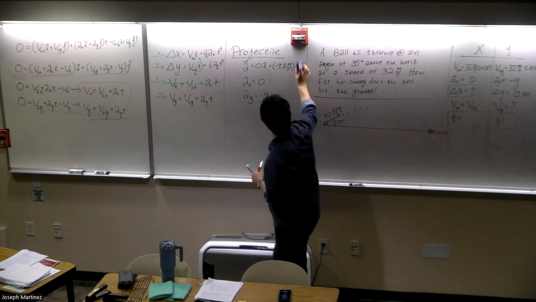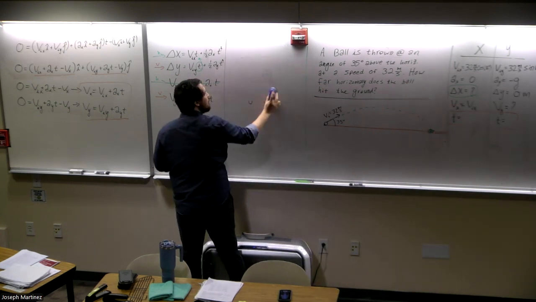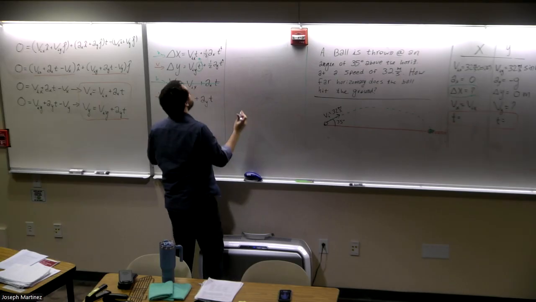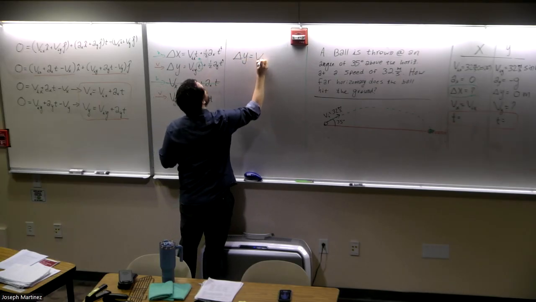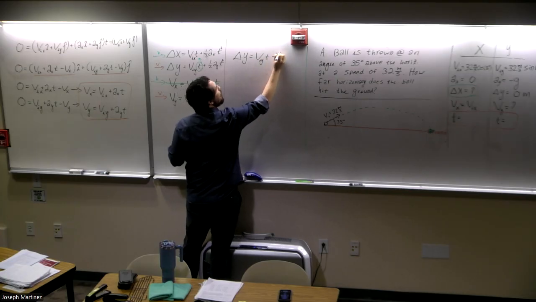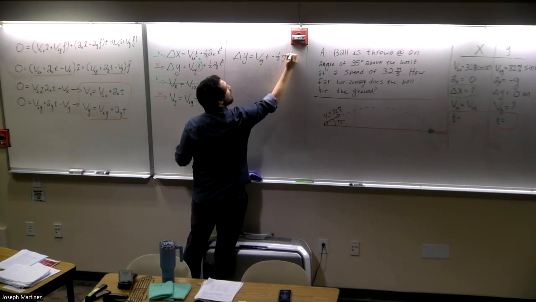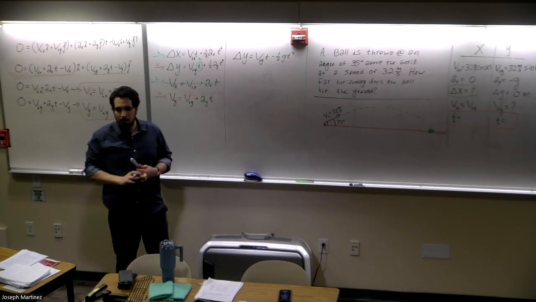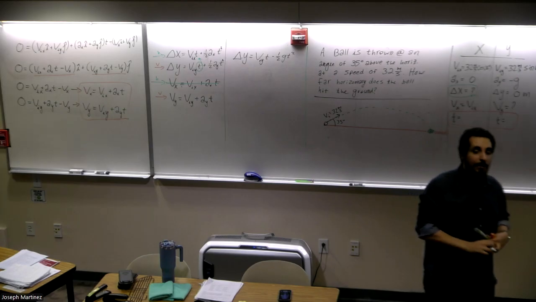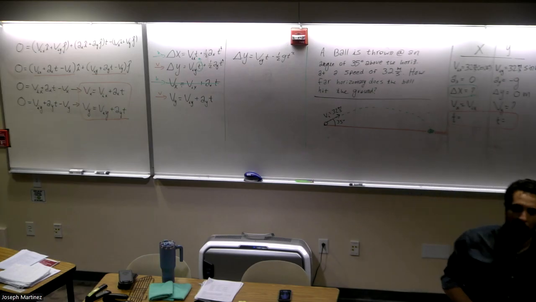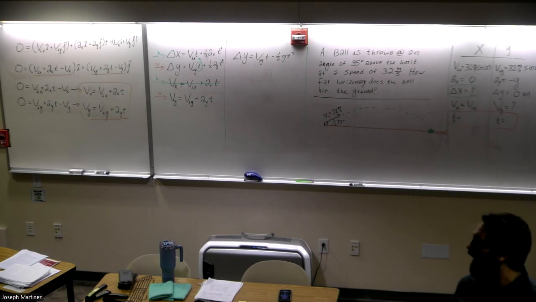Let's go ahead and solve. First, we are going to start off. Delta y is v initial y times time minus 1/2 gt squared. First step is going to be solving that for time, and you look at that and you say, oh my god, that's a quadratic. I don't want to do a quadratic. Well, the good news is that it's not actually a quadratic.